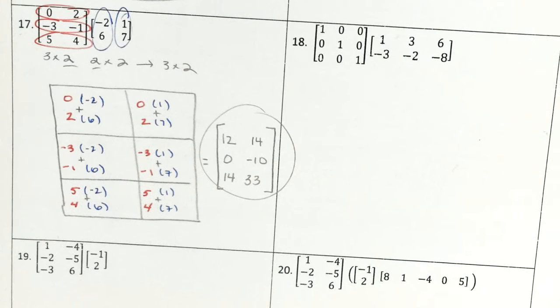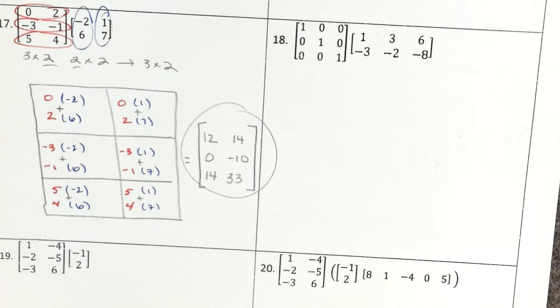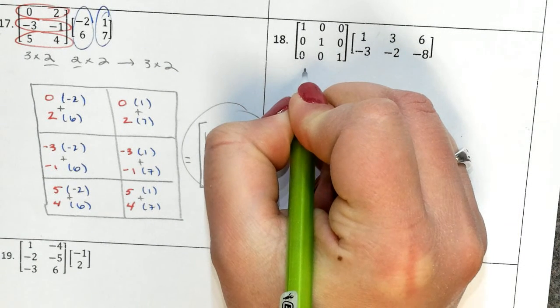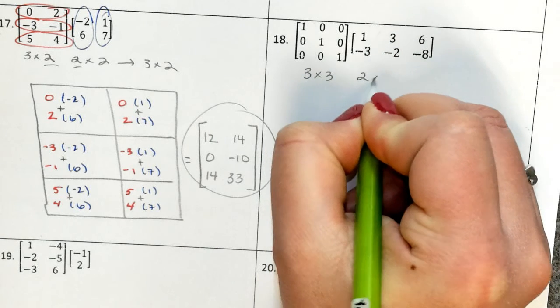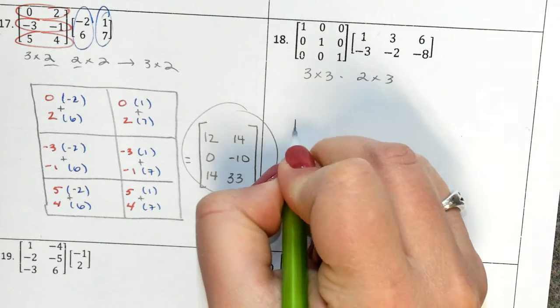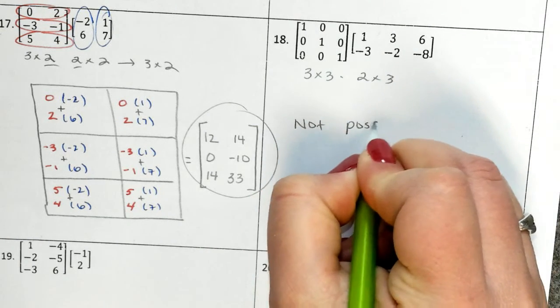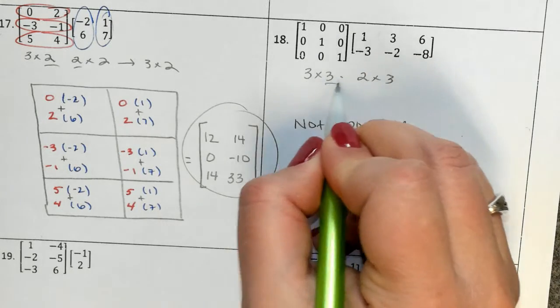Number 18. How about number 4? Find the dimensions. The dimensions of the first one is what? 3 by 3. The dimensions of the second one is? Can I multiply these together? No. So it's not possible. Why is this not possible? These middle numbers don't match.